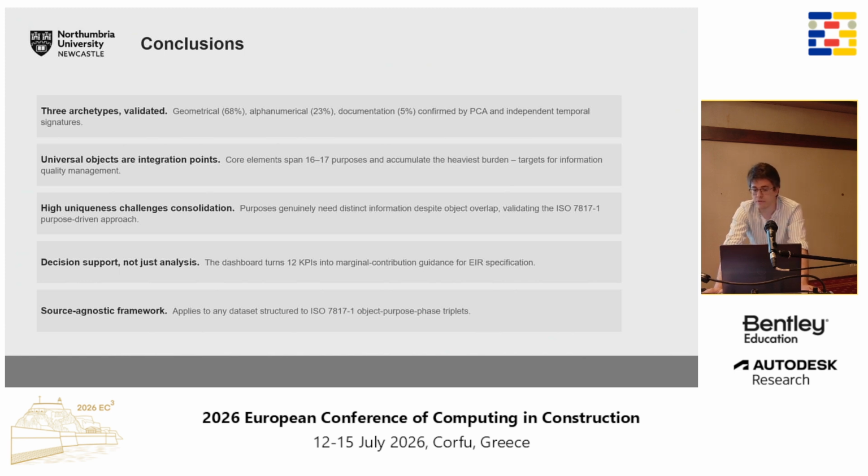To wrap up, we found 3 purpose archetypes and validated them through both PCA and temporal signatures. Universal objects are integration points in specifications. So they span a lot of different purposes, and that's where information quality management should focus. Crucially, uniqueness is high, which challenges the assumption that a shared baseline can serve everything. It's generally distinct information, and it actually validates the purpose-driven philosophy of 7817-1. And the framework is source agnostic. So if you have other types of data sets that are structured to the standard, like they provide the purpose, phase, object combination and triples, they can be used through this framework as well.